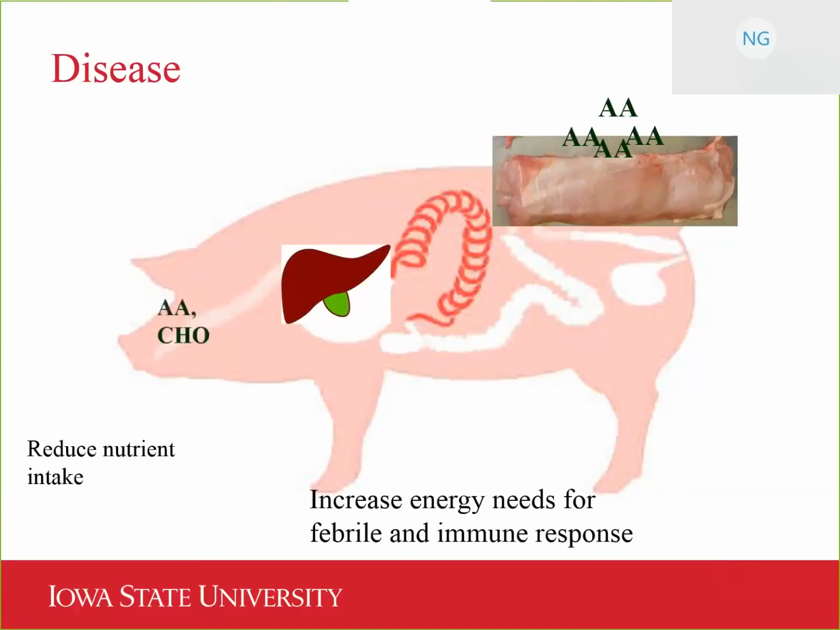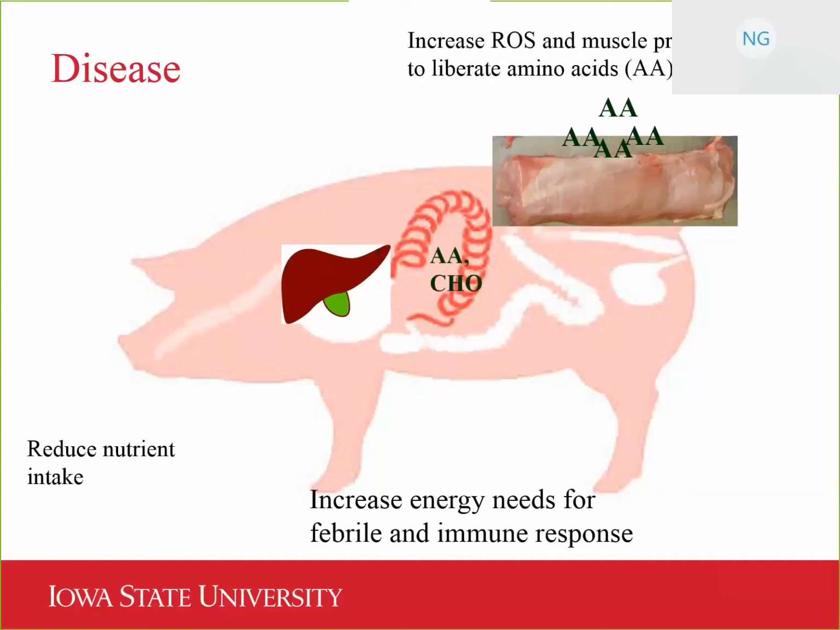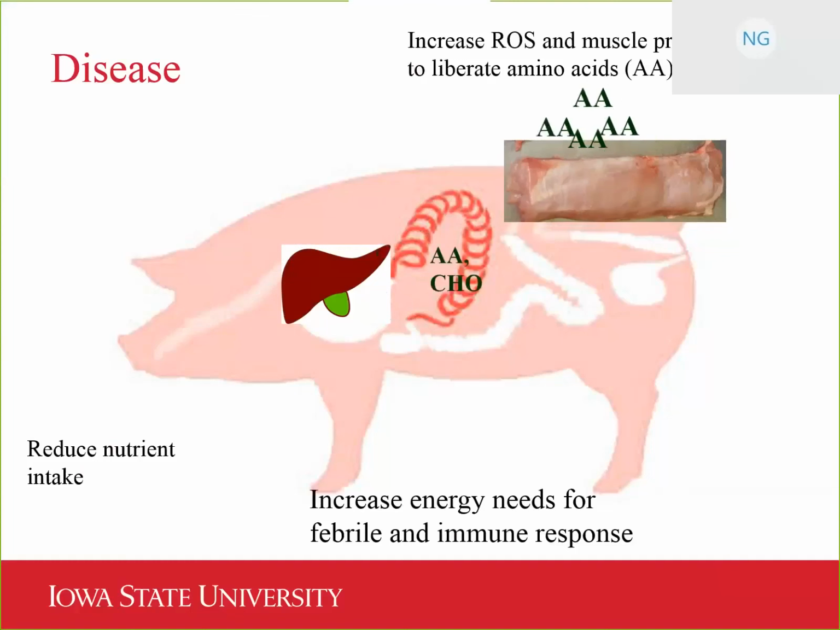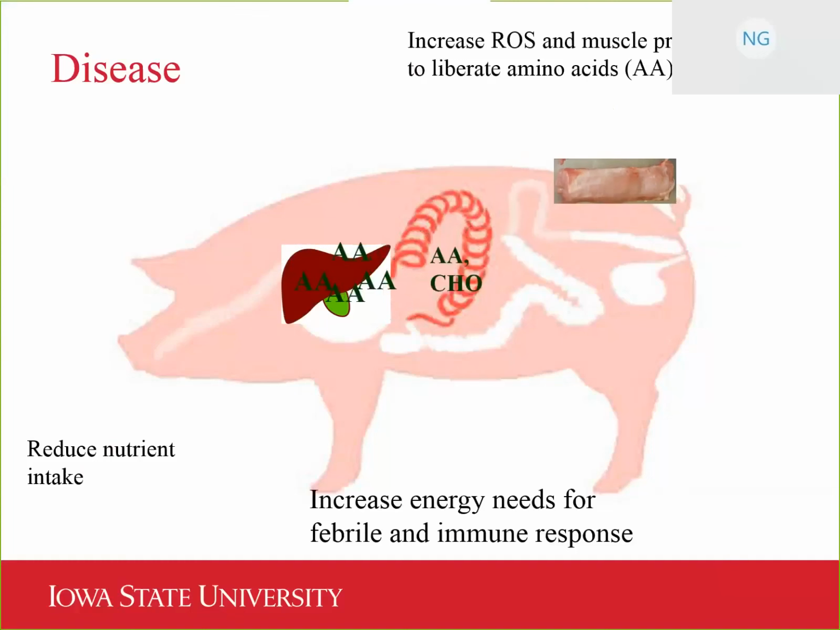Oh, here we go. And so we have reduced amino acid, carbohydrate, and energy intake in these pigs that are health compromised. And then we've tested the hypothesis: does this disease burden increase free radical production or reactive oxygen species, and therefore increase muscle proteolysis to liberate amino acids that then go from lean tissue accretion towards the liver and the immune function?